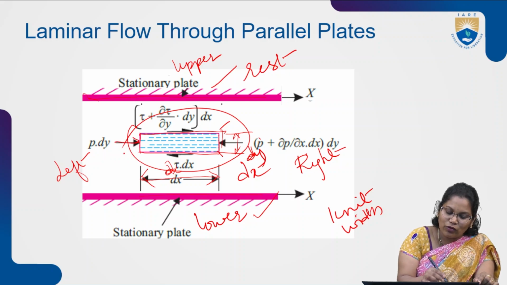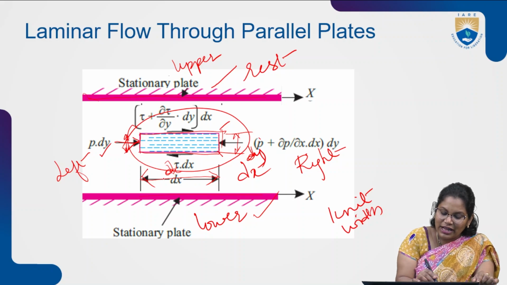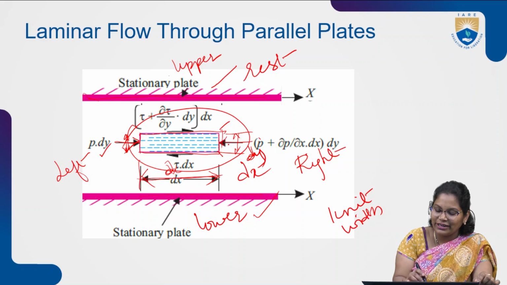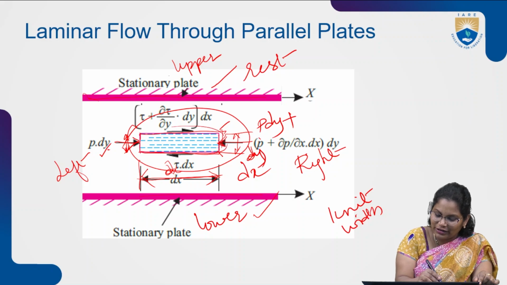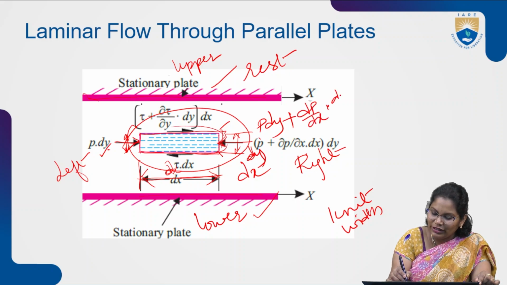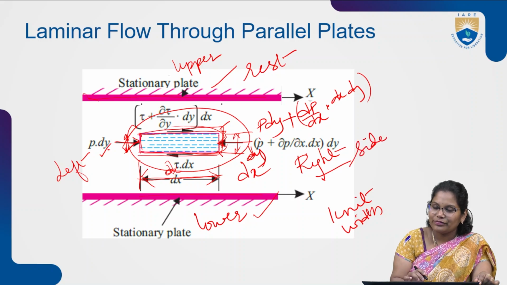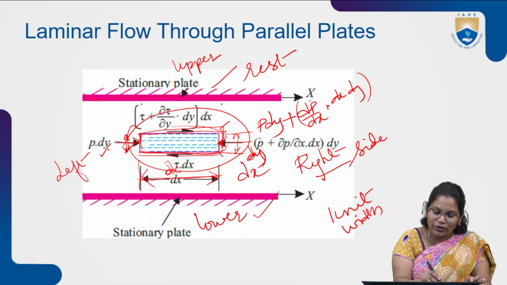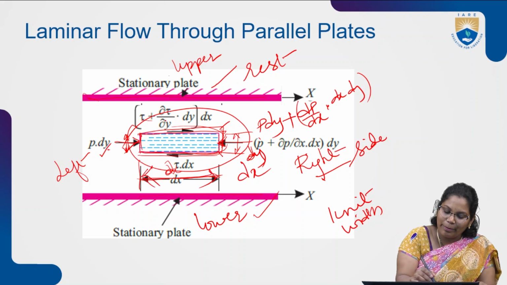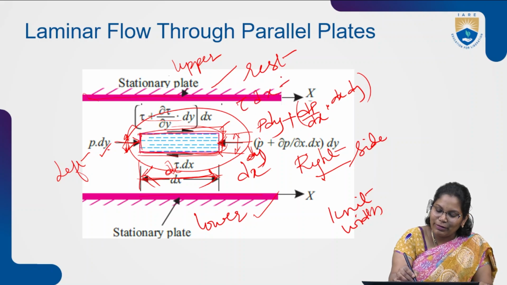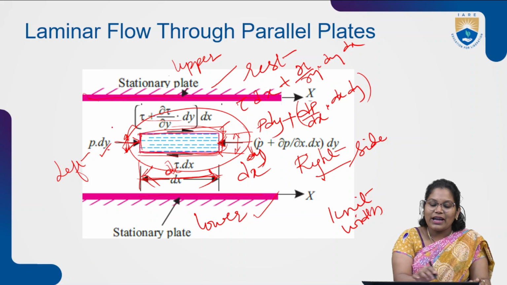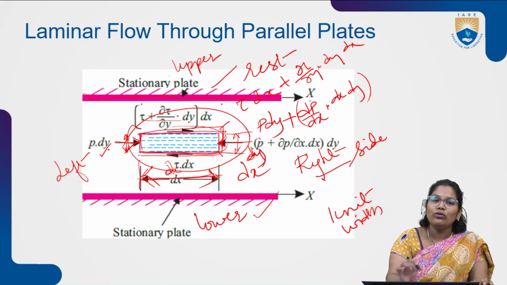On the left hand side, the force acting is P into dy. On the right hand side it is P into dy plus the differential element, dou P by dou x into dx into dy. On the lower side it is tau into dx, shear stress into dx, and on the upper side it is tau into dx plus dou tau by dou y into dy into dx. These are the four forces acting on the small element between the two stationary plates.